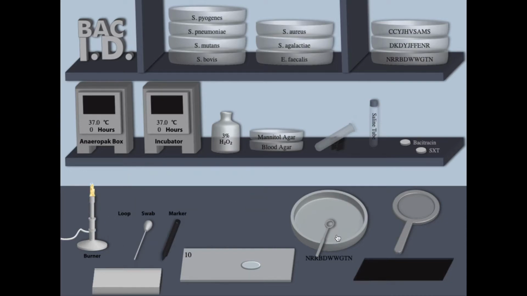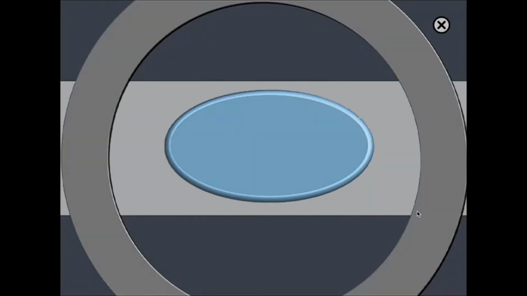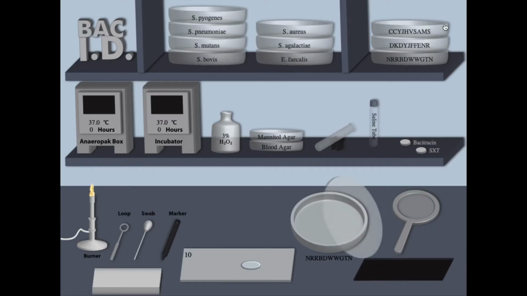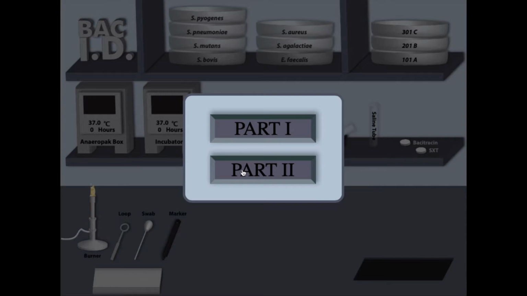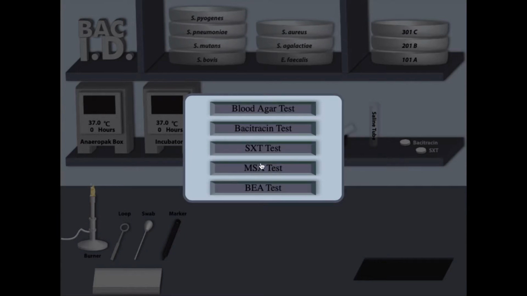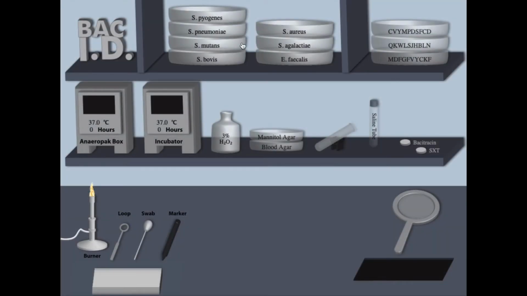Once the Streptococcus bacteria are identified, select the End Test button at the bottom of the screen and then the Part 2 button. Part 2 consists of 5 different tests for identifying the specific type of Streptococcus bacteria. To begin the blood agar test, select and move to the tabletop one of the known Streptococcus bacteria.